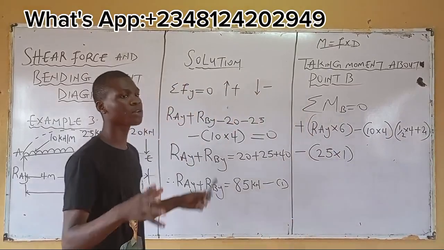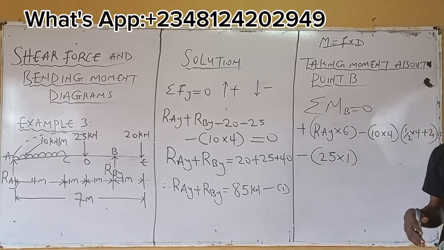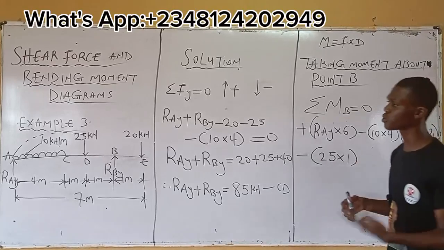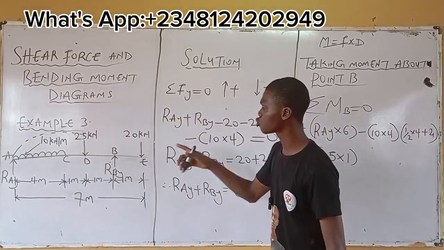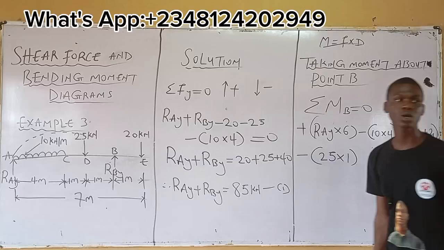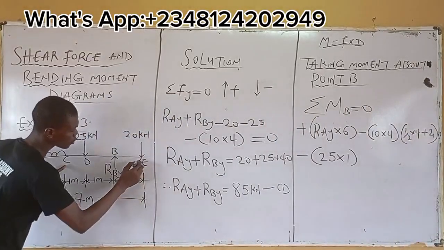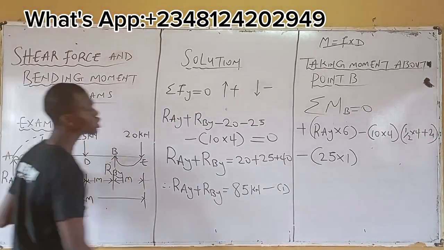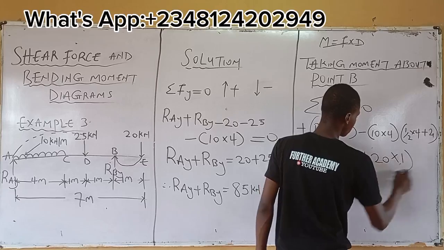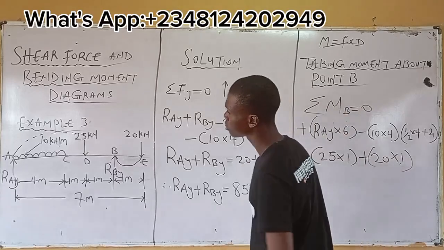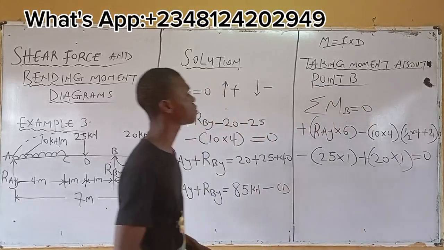Are we done with all the forces? No. Which force have we not considered? 20. The 20 at E, right? Now, in what direction is 20 going, clockwise or anti-clockwise? Clockwise, meaning I'm going in this manner. So going clockwise, I have positive 20 times 1. What else? That's all. Then it equates to 0.